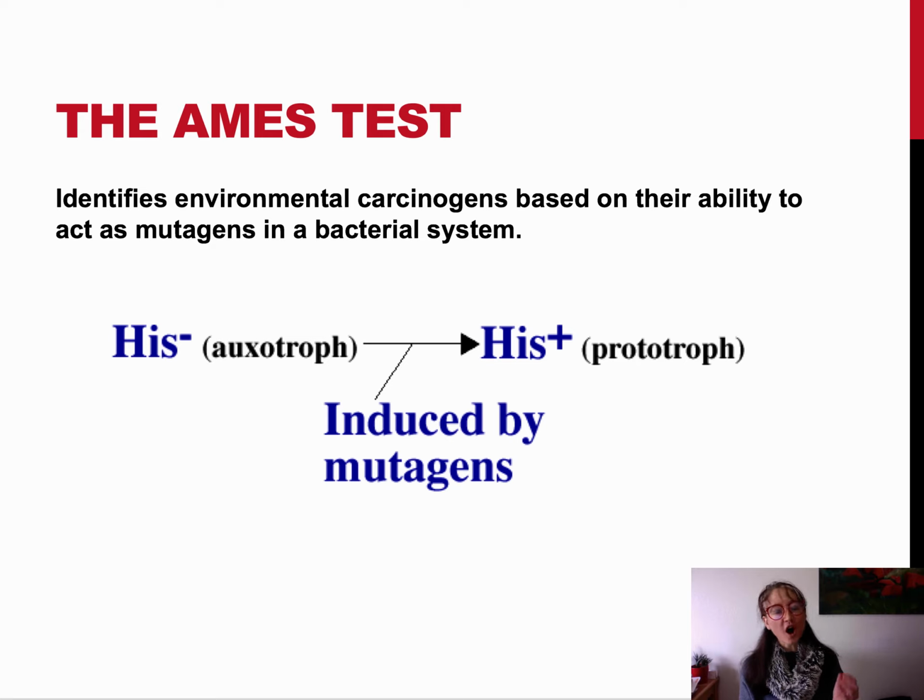He used an auxotrophic mutant of Salmonella. So remember talking about auxotrophs. These are the mutants that lack the ability to do something. They lack the ability to biosynthesize a particular growth factor. In this case, the amino acid histidine, my favorite. So the auxotrophic mutant could not make histidine, could not grow on a medium that lacked histidine.